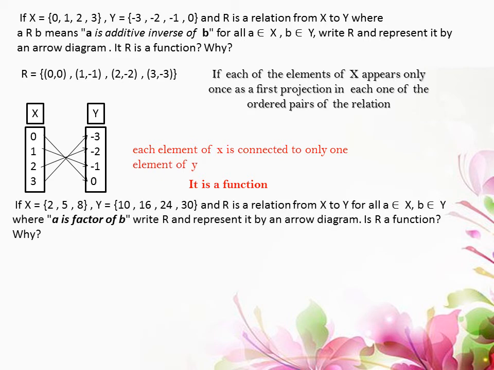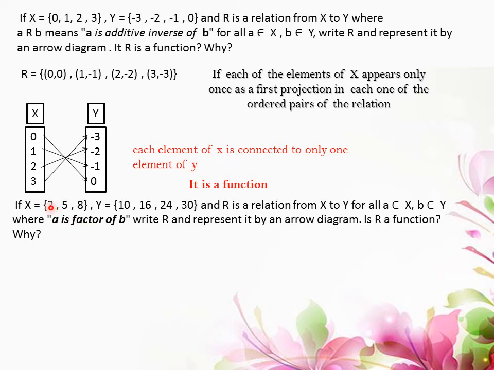Another example. If X = {2, 5, 8}, Y = {10, 16, 24, 30}, and R is a relation from X to Y for all A belongs to X and B belongs to Y, where A is a factor of B. What is the meaning of A is a factor of B? Now let's see.